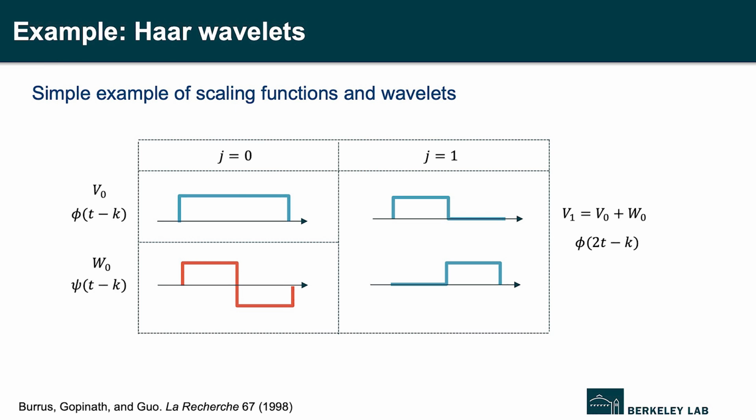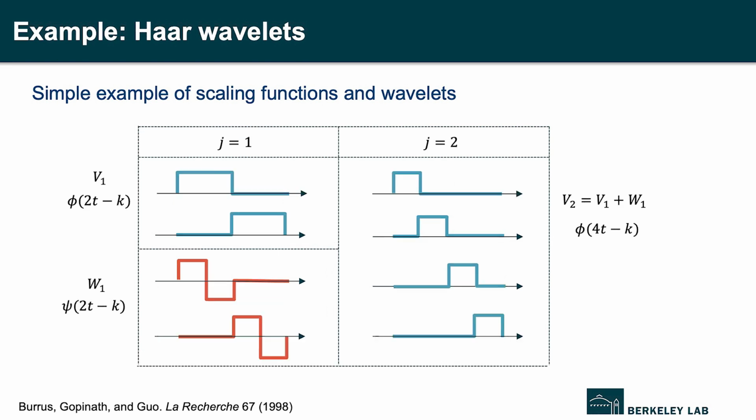If you add this red function to the coarse blue function, or subtract the two, you'll get the higher resolution basis functions. We can continue doing this to get to the next highest resolution, j equals 2. This is what that would look like.